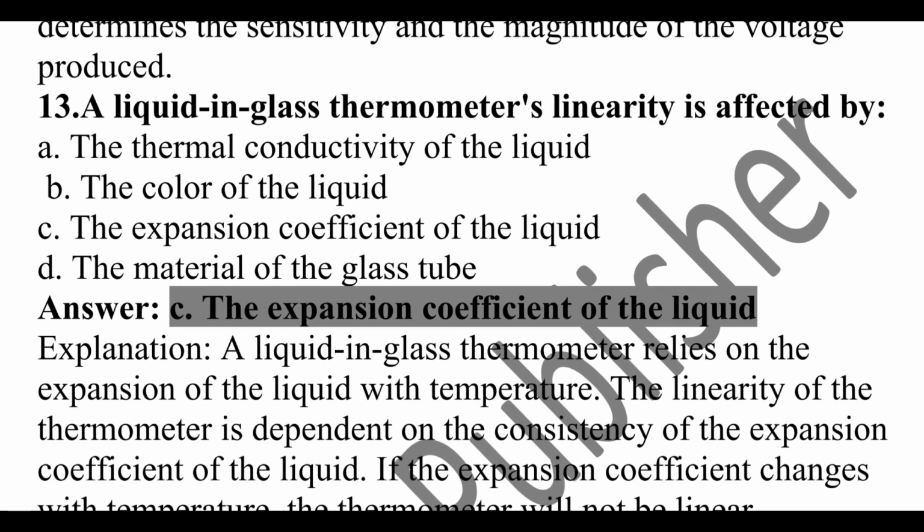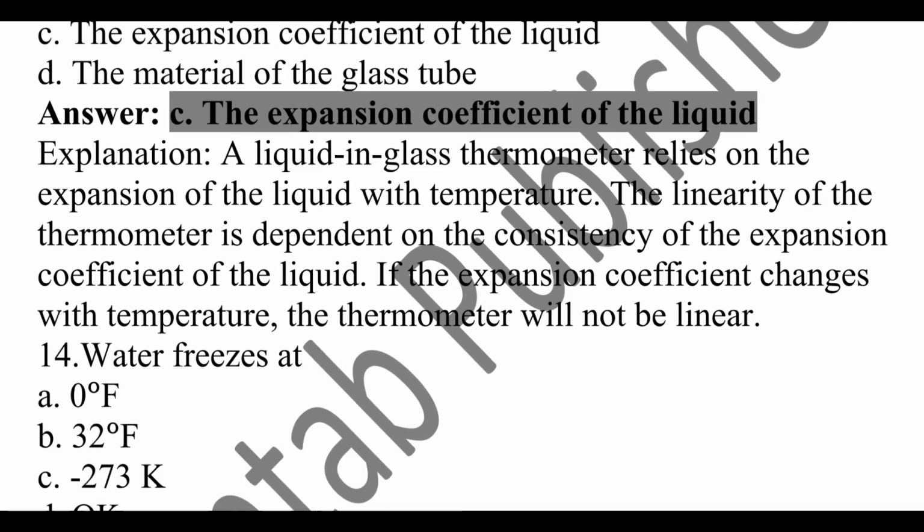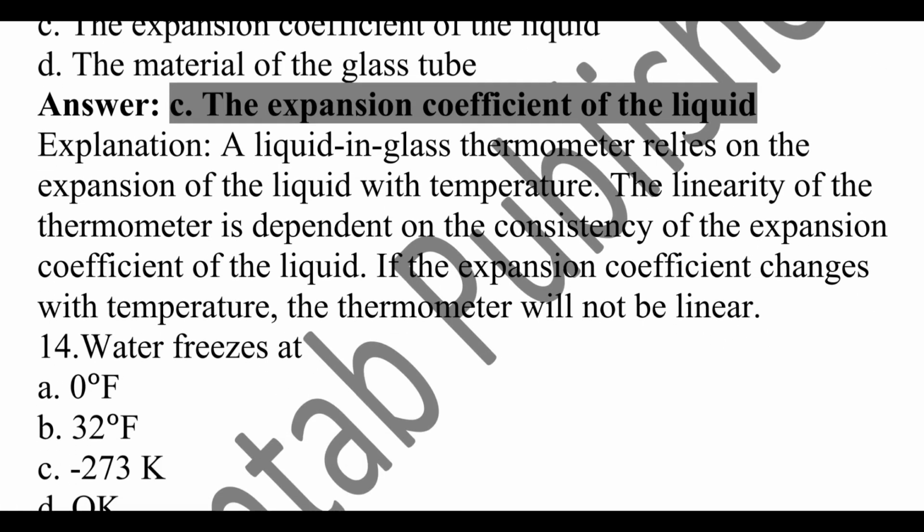Question number 13. A liquid in glass thermometer's linearity is affected by: option A, the thermal conductivity of the liquid; option B, the color of the liquid; option C, the expansion coefficient of the liquid; option D, the material of the glass tube. So the correct answer is C. The expansion coefficient of the liquid.